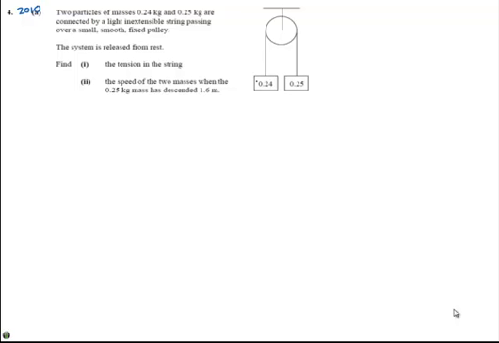So here we have the 2010 Pulley question. Now we've got two particles that are connected by an inextensible string. The system is released from rest and we're asked to work out the tension in the string. What we have to think about here are the forces involved.